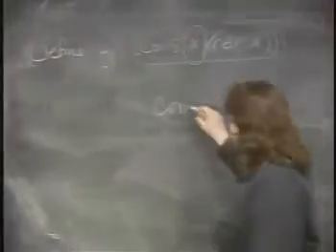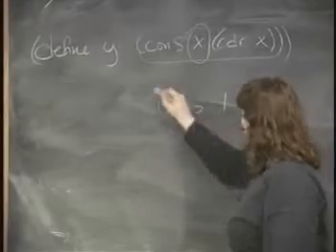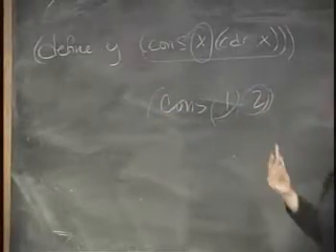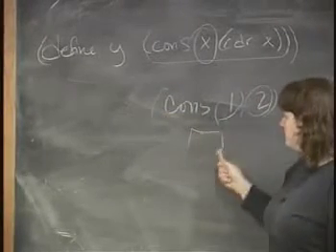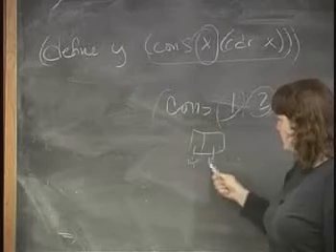So if we were to say cons 1, 2, we look up the value of 1 in the environment, look up the value of 2 in the environment, we paste them together. So those just point to the numbers 1 and 2.